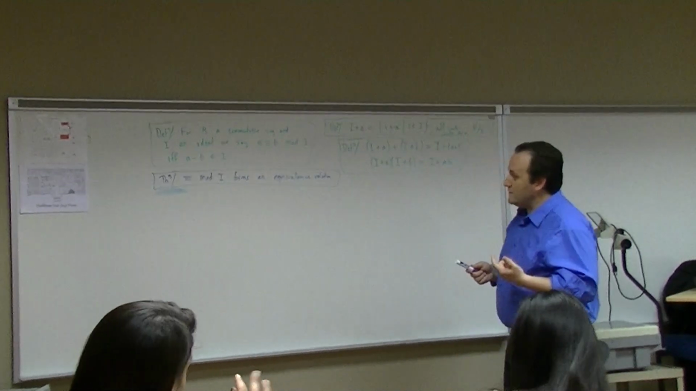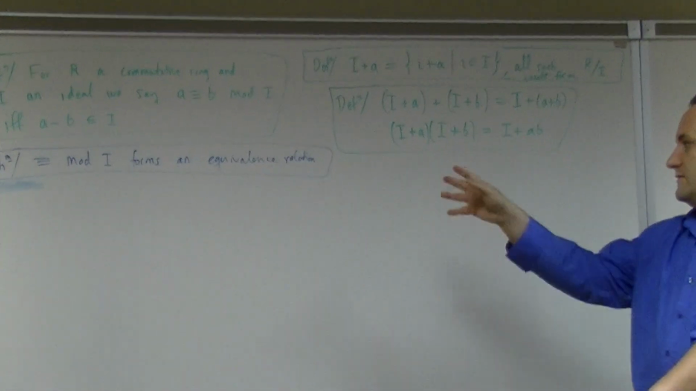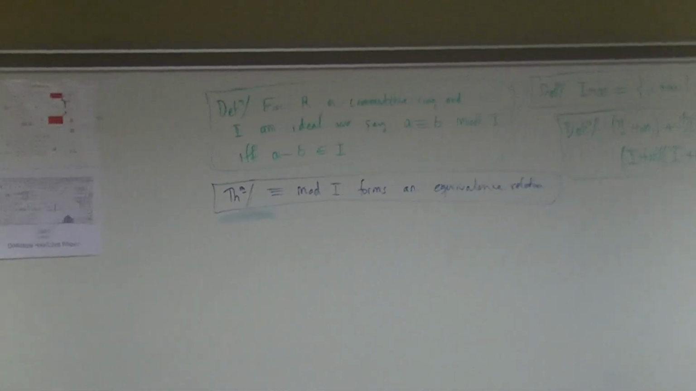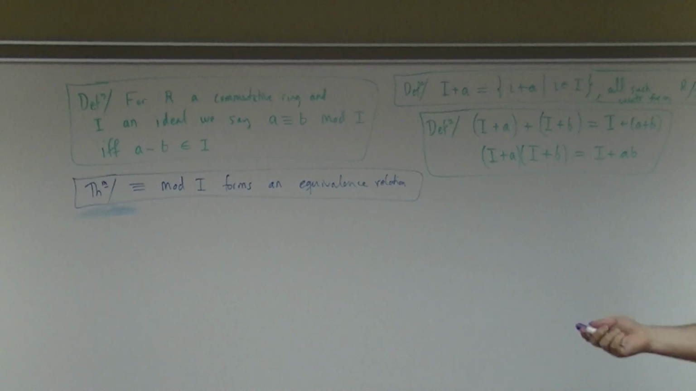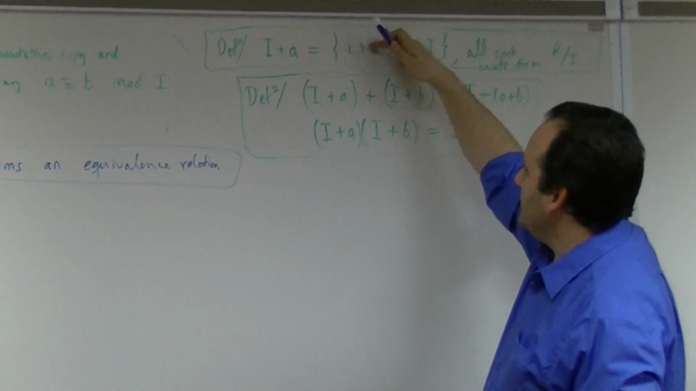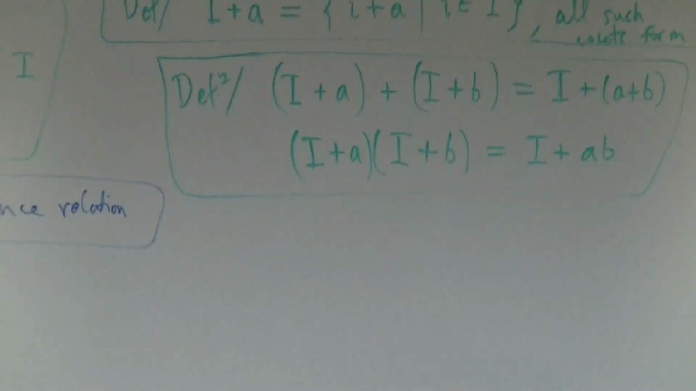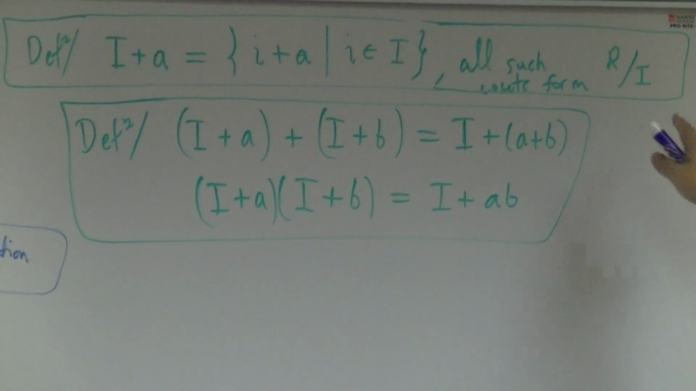One of the things that means, of course, is that everything in the ring fits into one of the equivalence classes associated with this equivalence relation. In particular, the equivalence classes are I plus A, where I is an I, that set of elements. And then if you want to think about the set of all such things, we say R mod I.